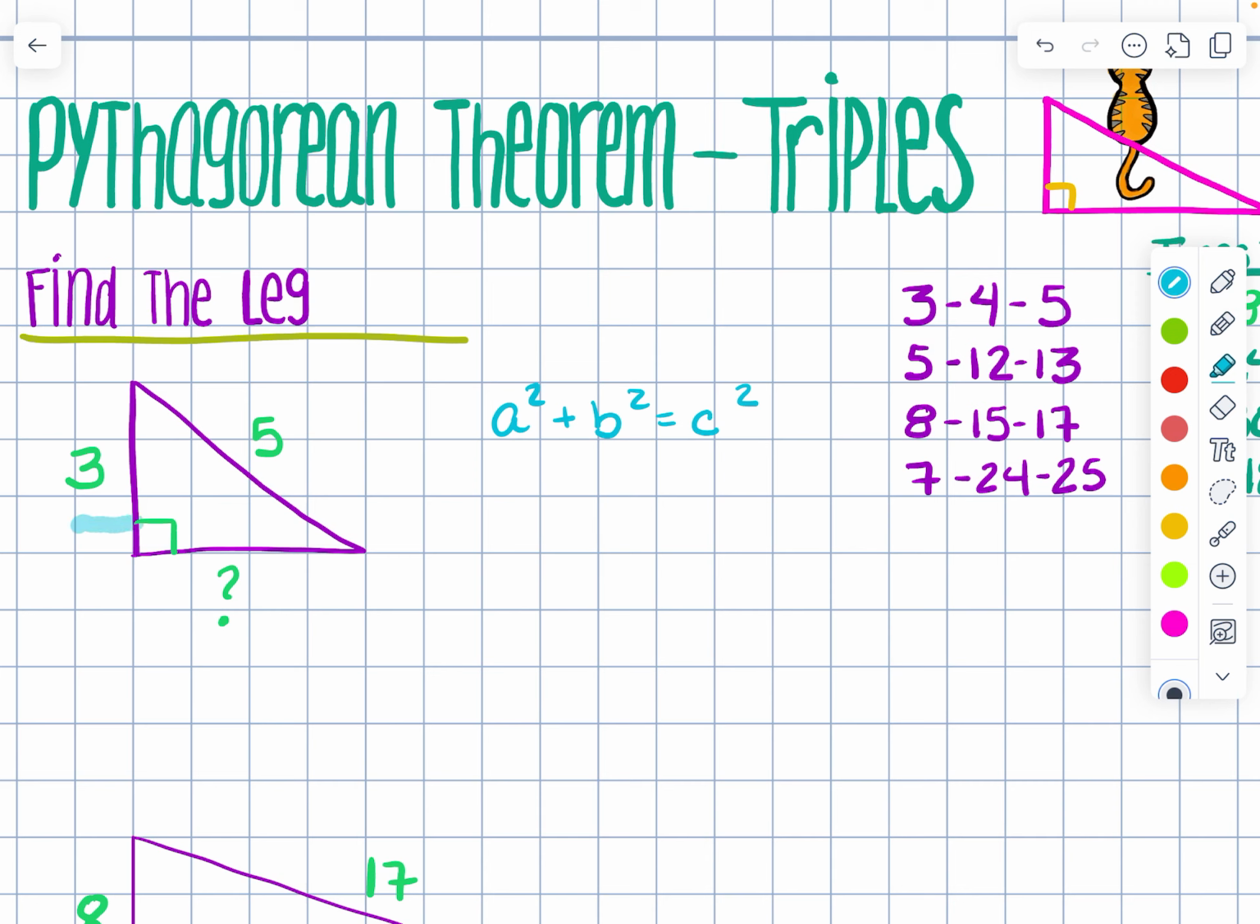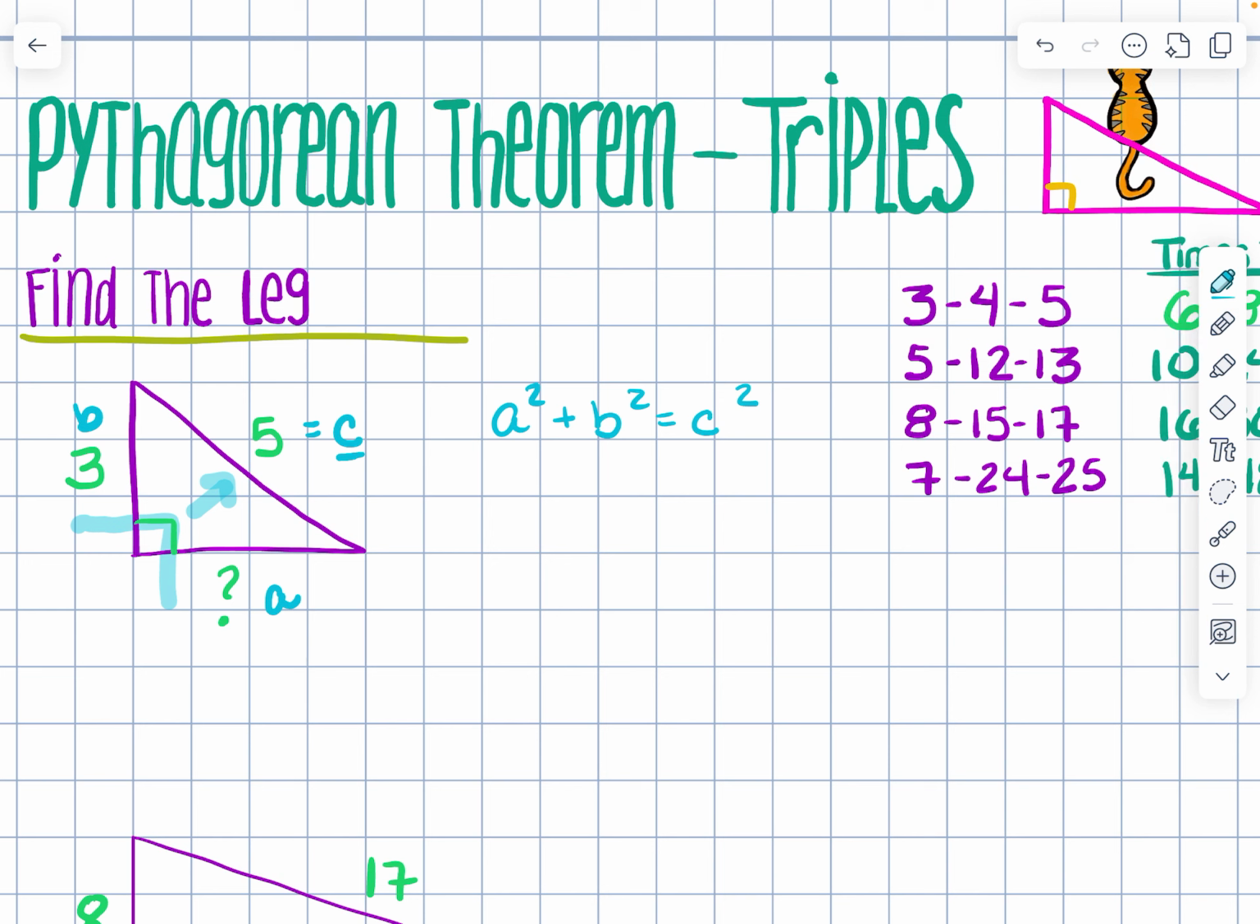The first thing I like to do is figure out where my hypotenuse is, and that is across from your right angle, and that is 5. So 5 is going to be our c value. C is always the hypotenuse. And that leaves a and b. It does not matter which one you pick for a and which one you pick for b. So I'm going to pick 3 for b, and my unknown is a.